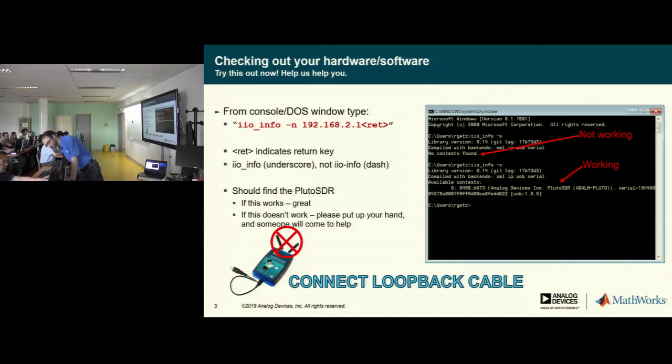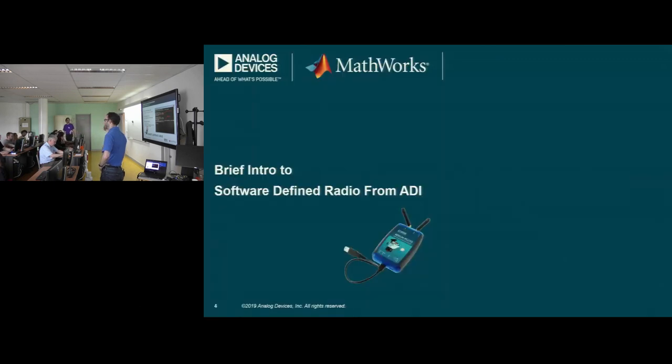It should return automatically. So -n, and then the IP address. Okay, we're going to get going. If you can't connect to Pluto, we'll come by and check your machine out during the lab.